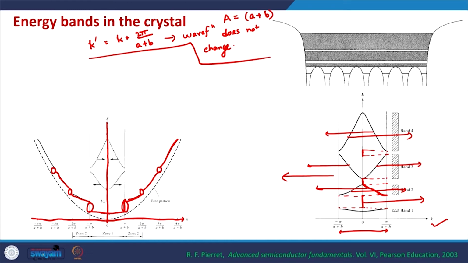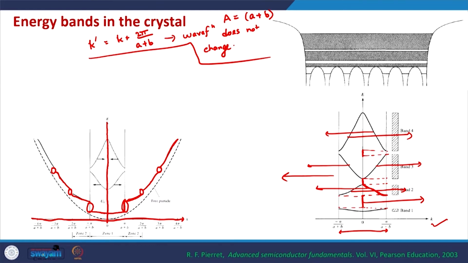Okay. So, this is the first band, this is the second band, this is the first band gap, the band gap between band number 1 and band number 2, this is the third band, this is the fourth band, which we can easily visualize here.